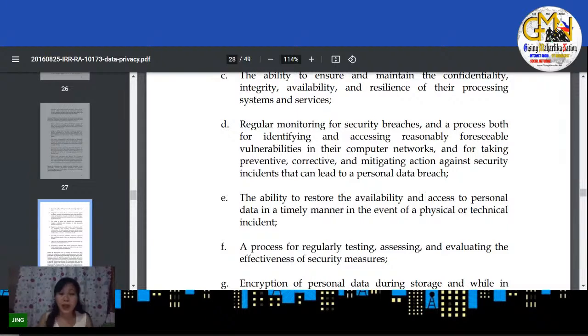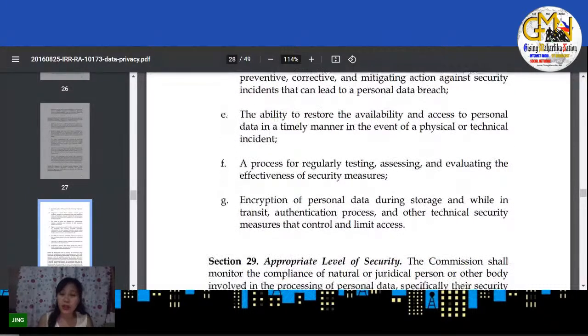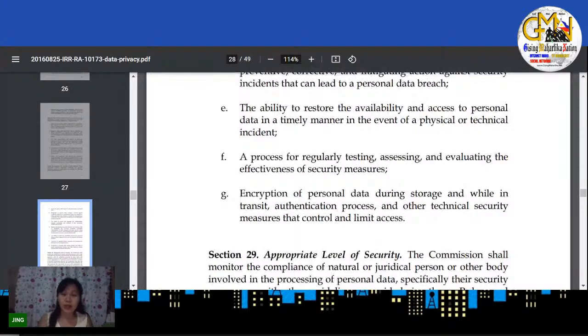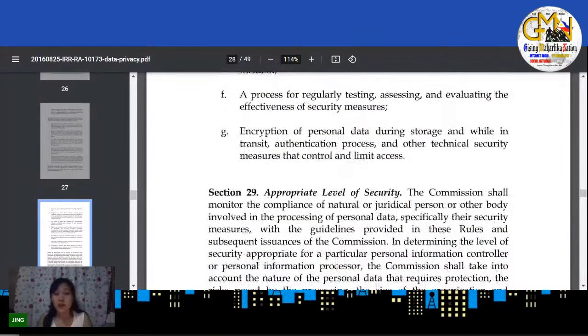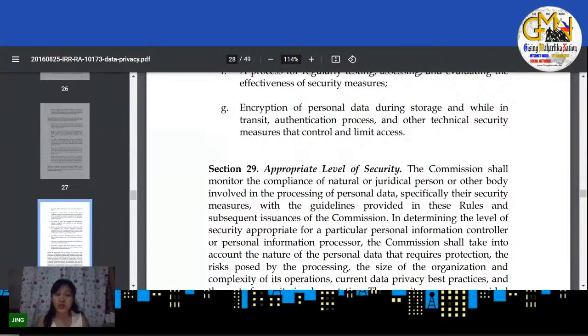Letter E. The ability to restore the availability and access to personal data in a timely manner in the event of a physical or technical incident. Letter F. A process for regularly testing, assessing, and evaluating the effectiveness of security measures. Letter G. Encryption of personal data during storage and while in transit, authentication process, and other technical security measures that control and limit access.